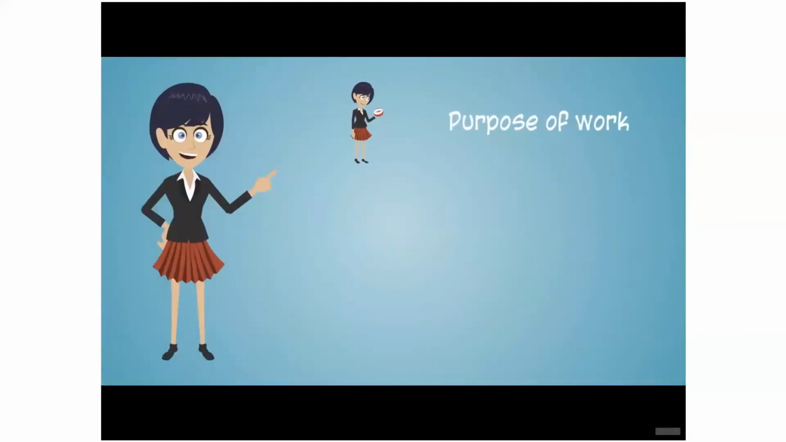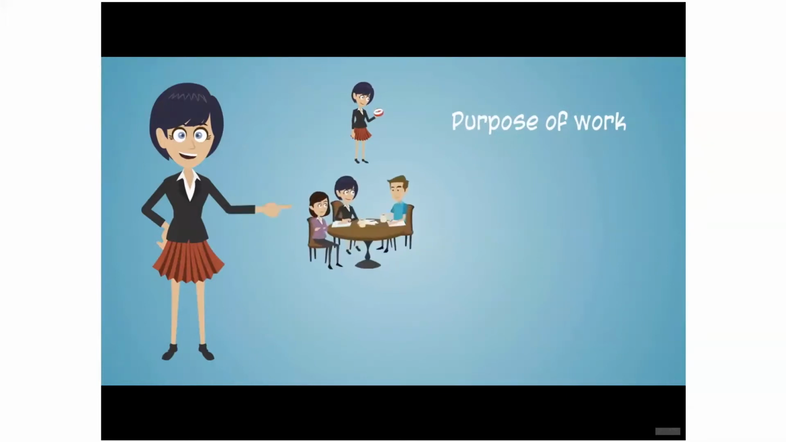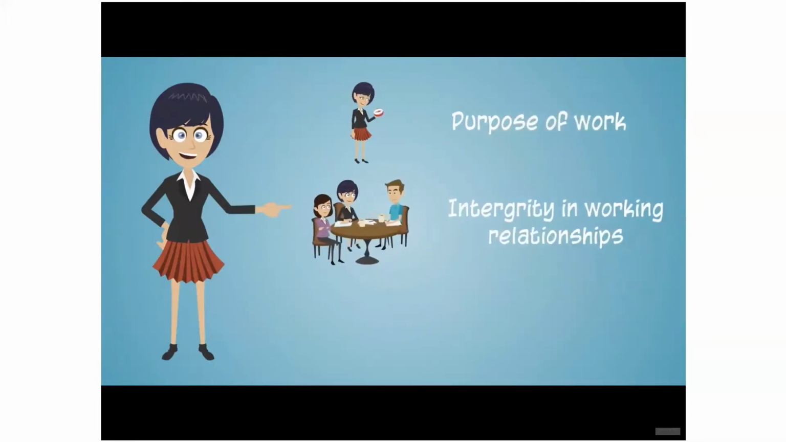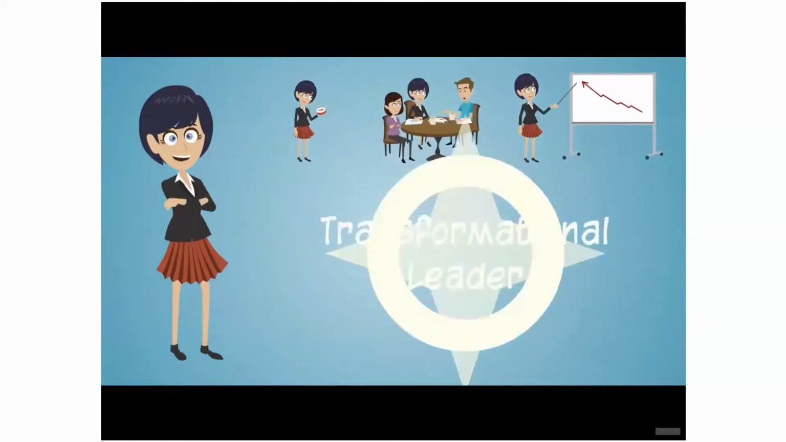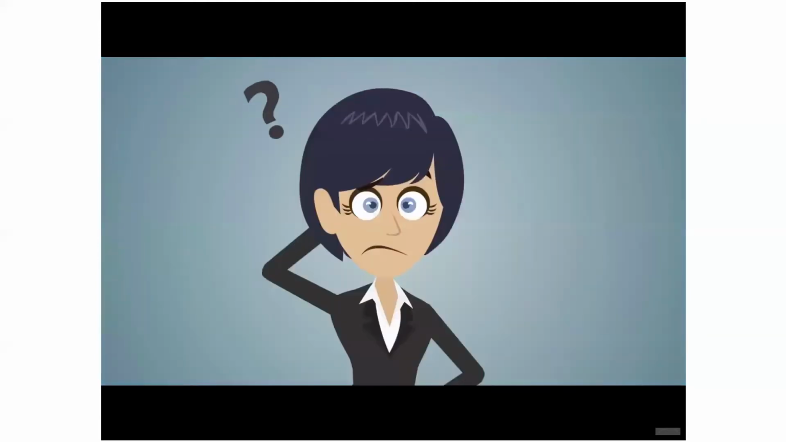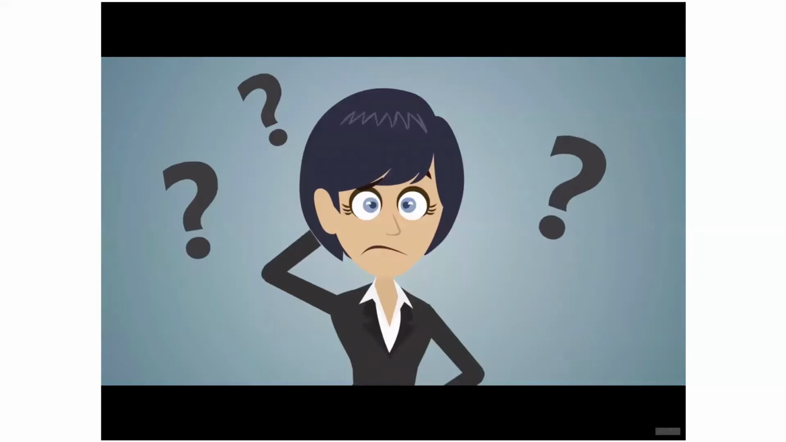To begin with, she regularly reminds her team members of the purpose of their work. And she knows that she's a role model for her team, so she demonstrates integrity in all of her working relationships. She sets high expectations, but walks the walk to demonstrate the standards that she expects. Sophie is a transformational leader. But what is transformational leadership?